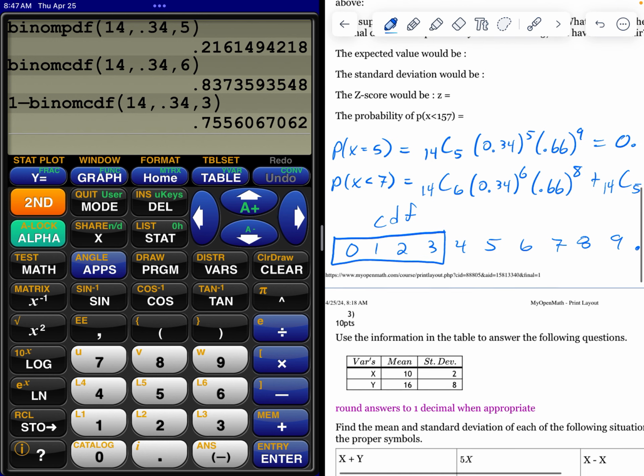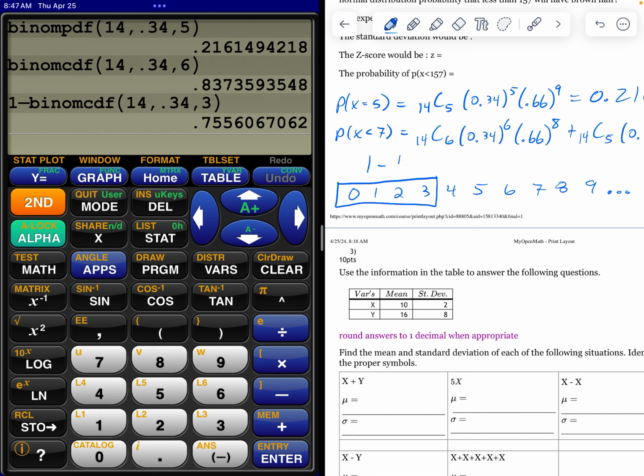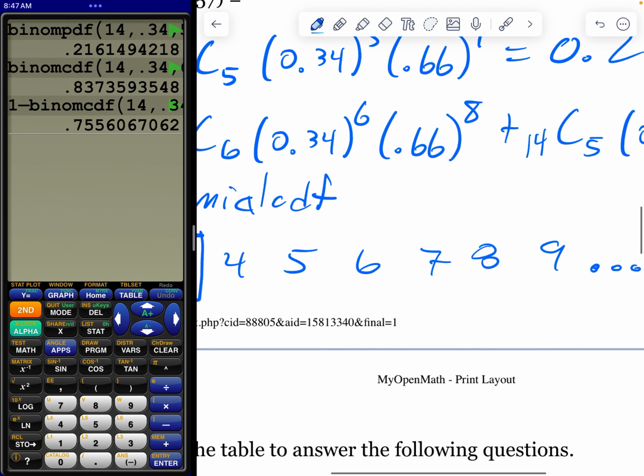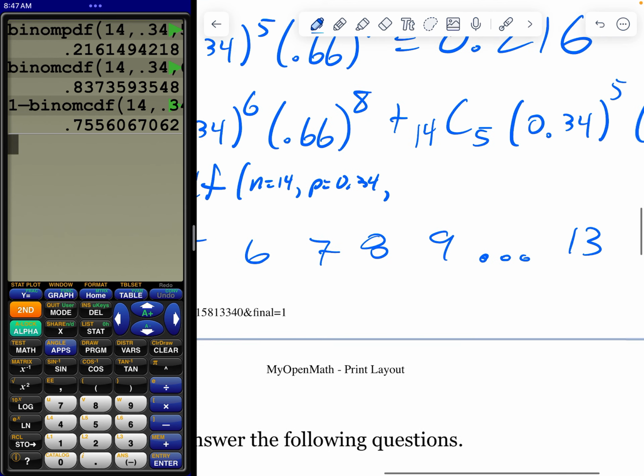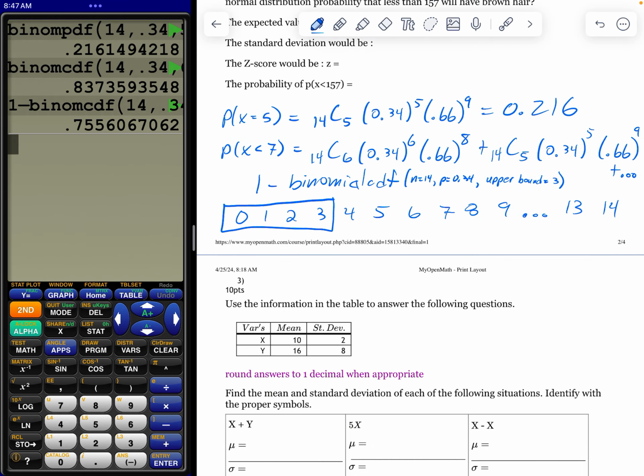If this was an FRQ, you would have to still show your work. I think if you were very careful and you said 1 minus binomial CDF, they're very picky. Like when you do 14, I would say n equals 14, p equals 34, and the upper boundary equals 3. That they would accept that. You have to very clearly tell n, p, and the boundary.